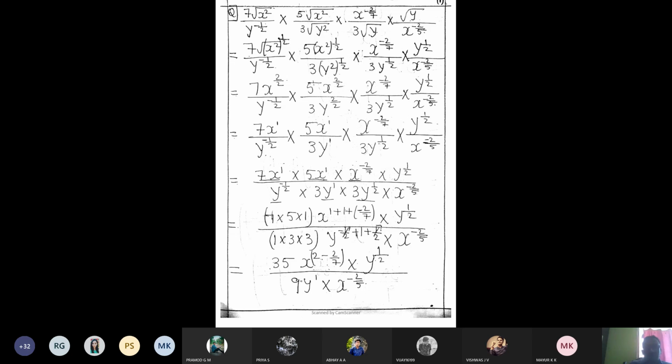Now, please tell me which law you need to apply to begin with. Sixth law, sir. Which is that law? Nth root of a is equal to a to the power of 1 by n, right? Sixth law. Okay, apply that law and then you simplify all the square roots.